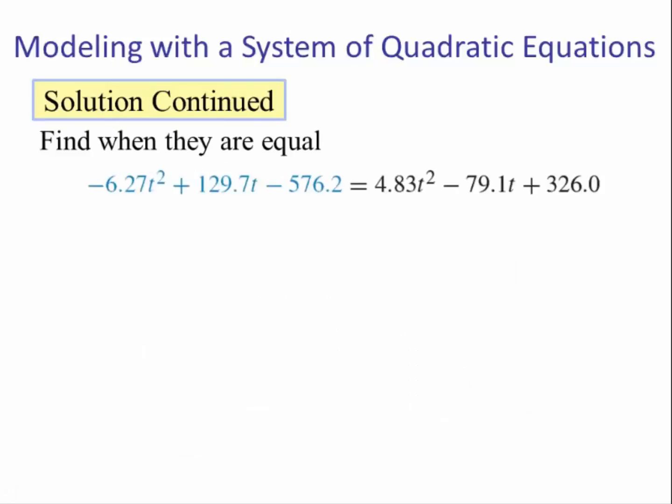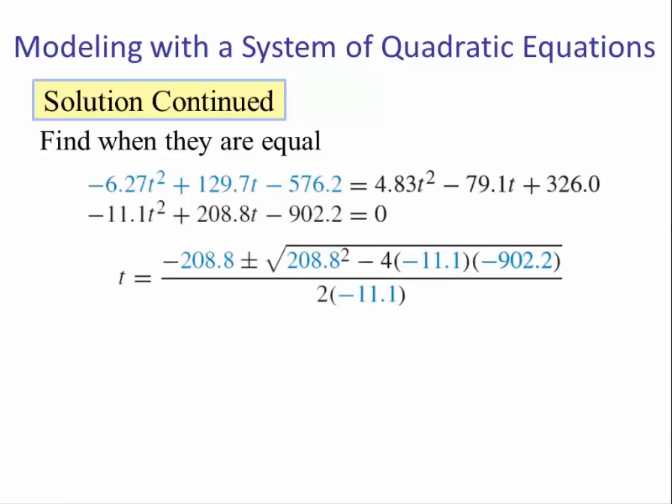Next, to find when they're equal, we set the two functions equal to each other. The next step is to move all the terms to one side so it's equal to 0. So we have negative 11.1 t squared plus 208.8 t minus 902.2, and that equals 0. So this is our value of a, this is our value of b, this is our value of c.